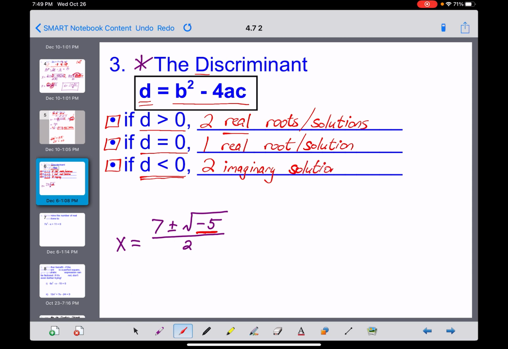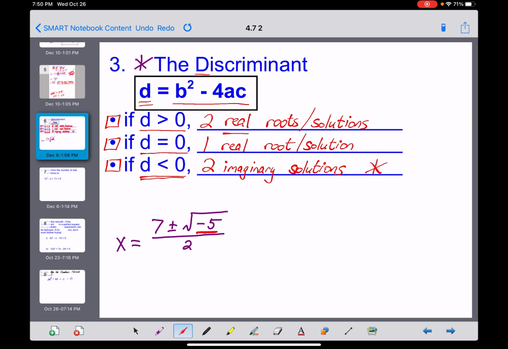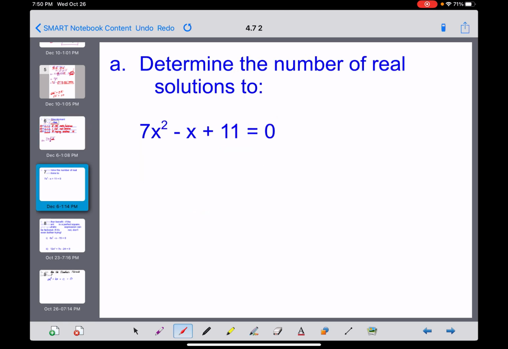Now, unfortunately, like I said, we're not going to talk much about imaginary numbers until we get to section 4.8. So for now, let's just have that written down. And then this last little line right here will make some more sense after we come back to it after 4.8. Okay, so how can you use the discriminant? You can use the discriminant to determine the number of real solutions that you have to a quadratic equation.